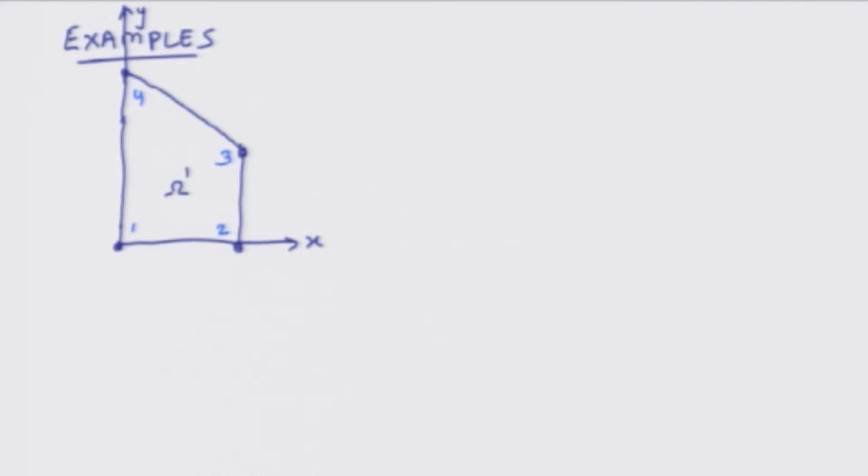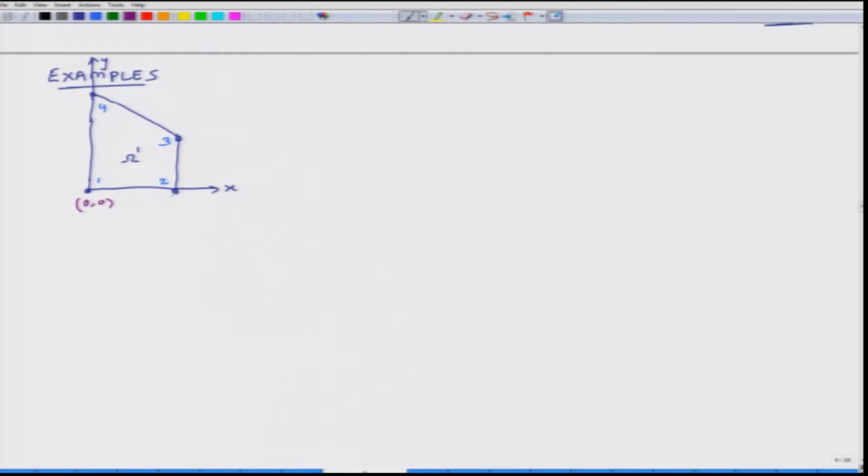What do I have to know to map this? I have to know the coordinates of this thing. So, the coordinates are (0, 0), (2, 0), (2, 3) and this is (0, 5).